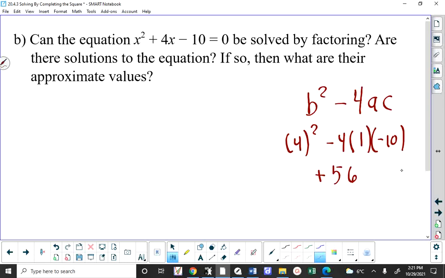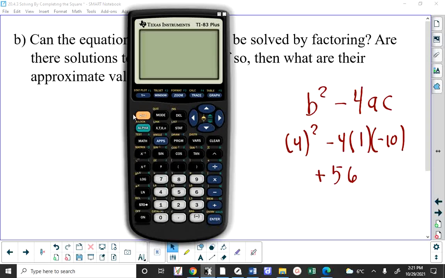Are there solutions? Well, I already told you there are, but let's find the solutions on our graphing calculator. We are going to graph x squared minus 4x minus 10, zoom 6. So you just hit enter again. And we can easily find those numbers. Okay. I would like you to take a minute, please, and find those two numbers, those two x-intercepts, while I do something up here.